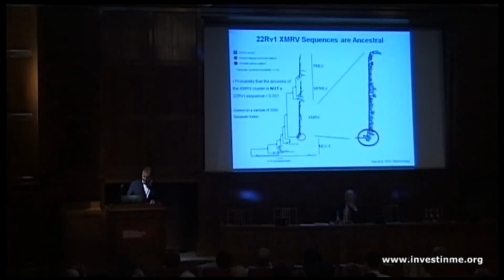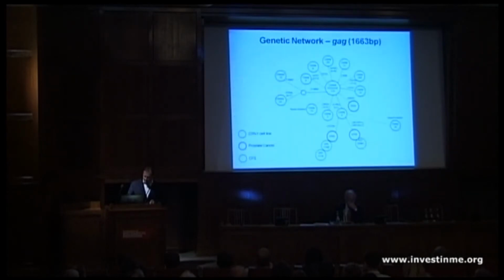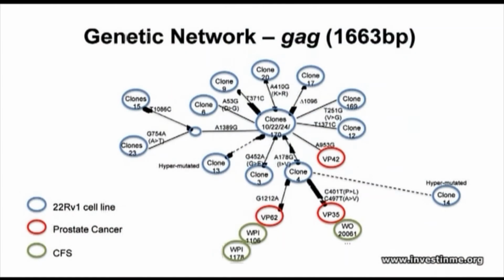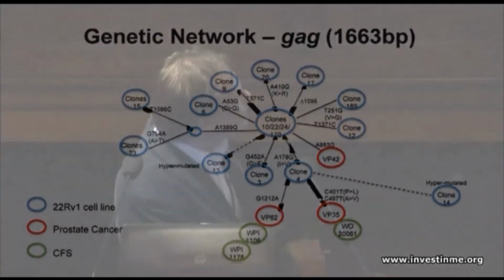So they are parental to the other sequences. Another way to look at that, perhaps simpler, is what we call a genetic network. If we look at all the sequences, we're looking at a 1,663 base pair piece of DNA, and 4 of the clones have exactly the same sequence. All of these, all the blue ones from the cell line, have a single difference. And then we have the patient sequences.